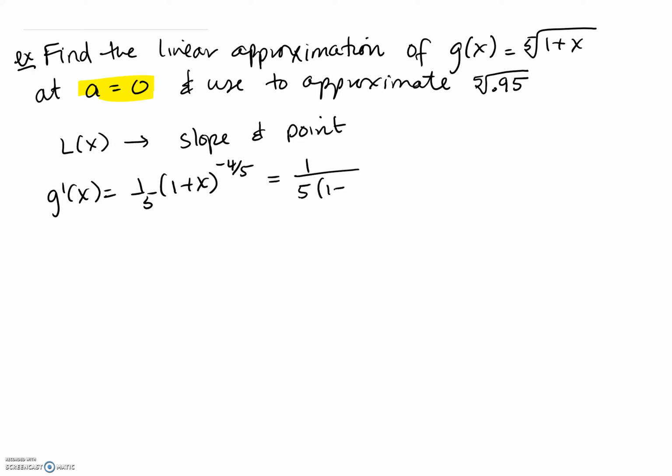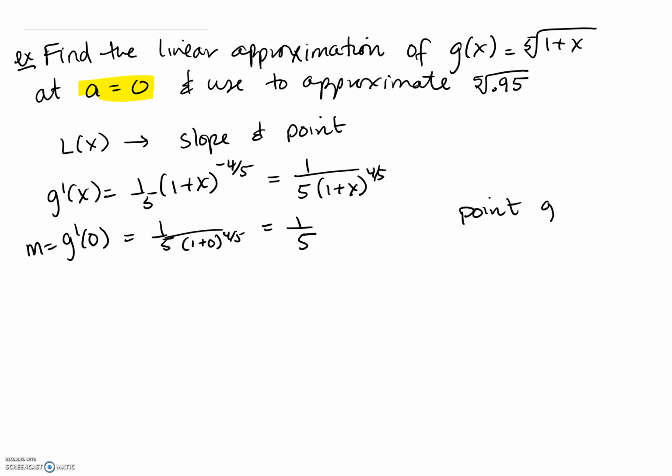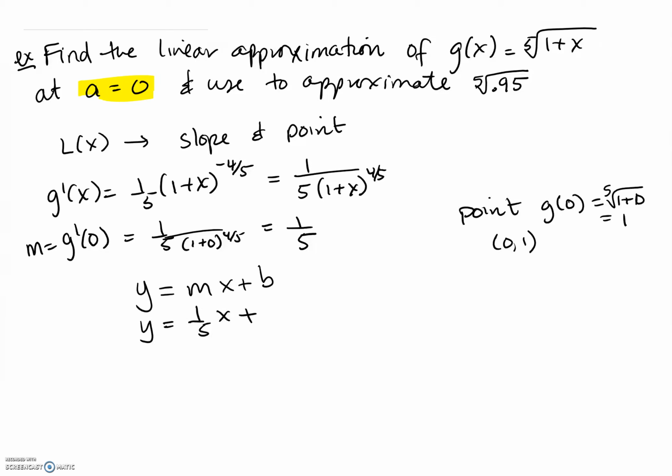And we're going to get the slope by evaluating it at 0 here. So m will be equal to 1/5. And the point will just be g of 0, which looks like it's just 1. So the point is (0, 1), which means we have the equation of the line already in slope-intercept form. So 1/5 x plus 1 is, I guess, my linearization near that point.